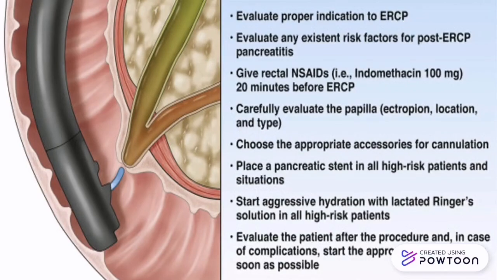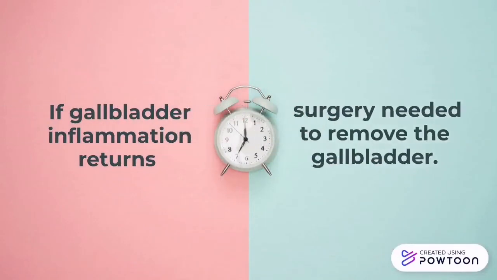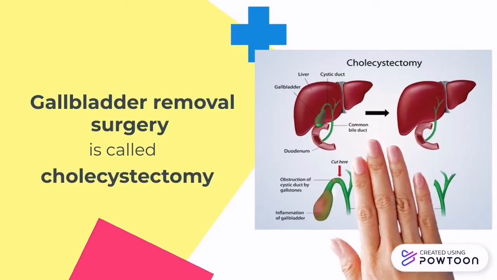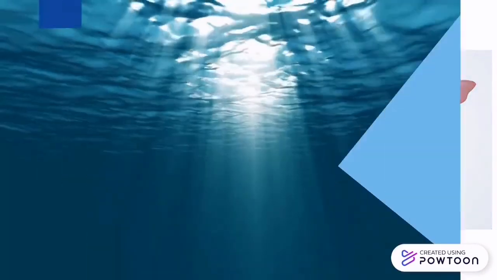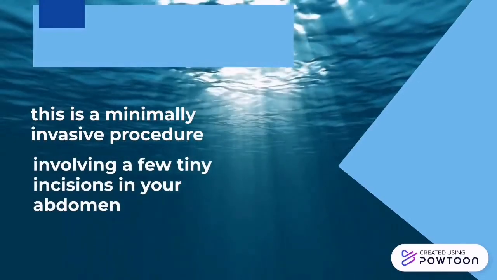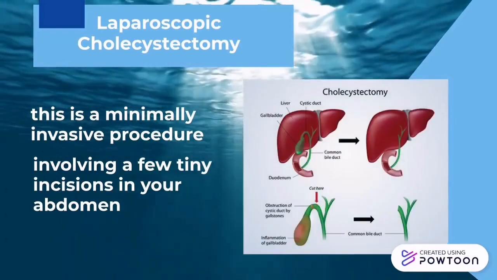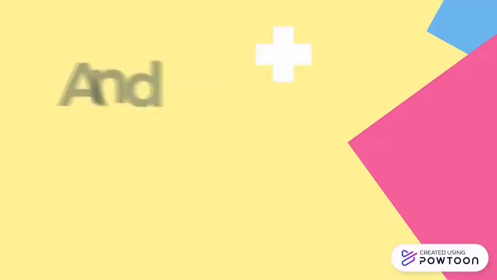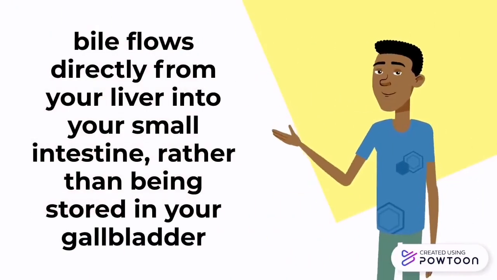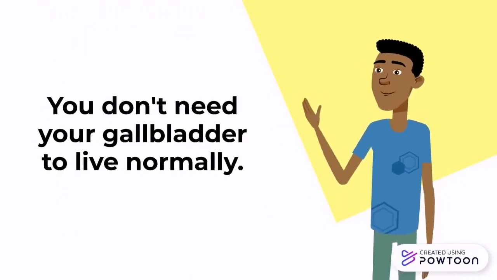Your symptoms are likely to decrease in 2 or 3 days. However, gallbladder inflammation often returns. Most people with the condition eventually need surgery to remove the gallbladder. Gallbladder removal surgery is called a cholecystectomy. Usually, this is a minimally invasive procedure, involving a few tiny incisions in your abdomen, which is laparoscopic cholecystectomy. An open procedure, in which a long incision is made in your abdomen, is rarely required. And, most importantly, once your gallbladder is removed, bile flows directly from your liver into your small intestine, rather than being stored in your gallbladder, and you don't need your gallbladder to live normally.